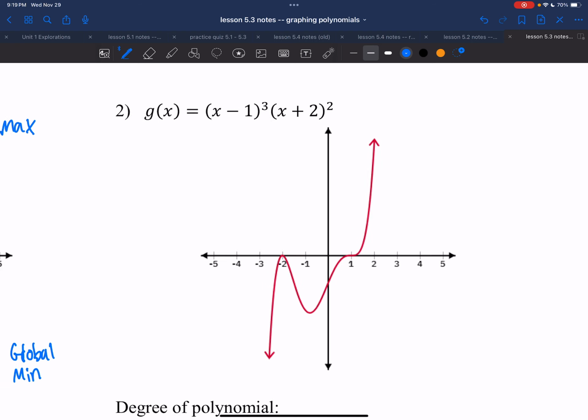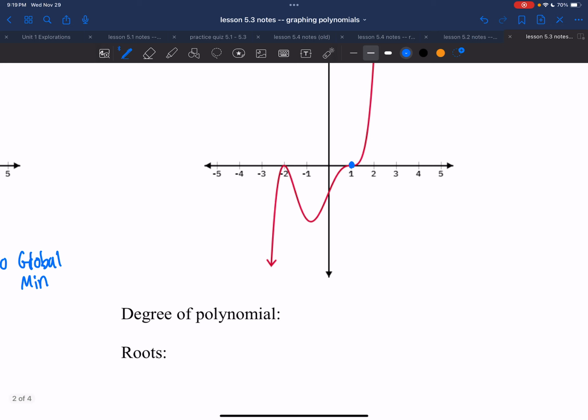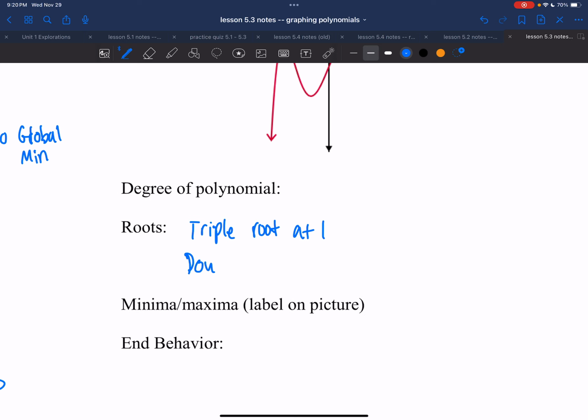Let's get through this. So you'll notice a triple root because it says (x minus 1) cubed, which means my root is 1, and you can see that cubic motion there. It's an inflection point, right? So it's inflecting about that point. So I could say a triple root at 1. I also see a double root at -2 because of that bouncing motion, right?